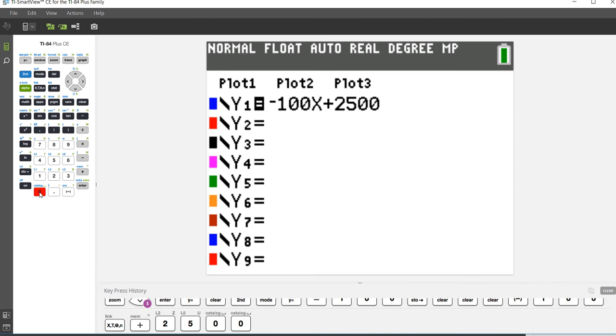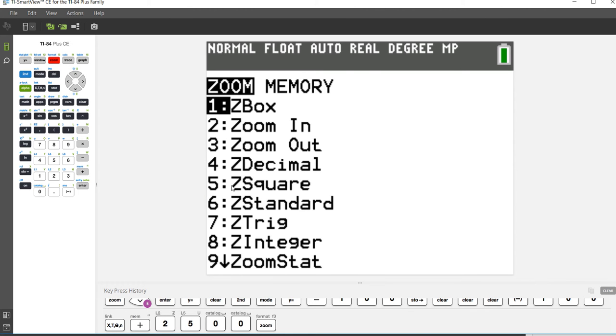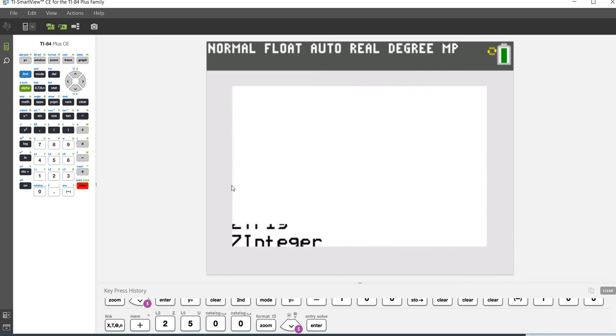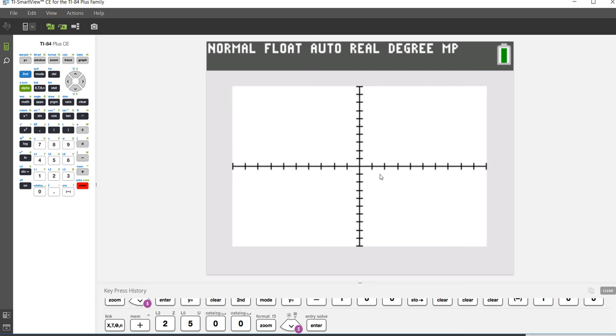Now, as we look at this, let's think about this graph. What's it going to look like? What is our slope here? Slope is negative 100. What's the y-intercept? The y-intercept is 2500. Okay, so let me go to zoom. The standard zoom is going to give you a 10 by 10 window, something like that. I'm going to go to zoom standard and hit enter, and you'll see my graph doesn't really even show up.